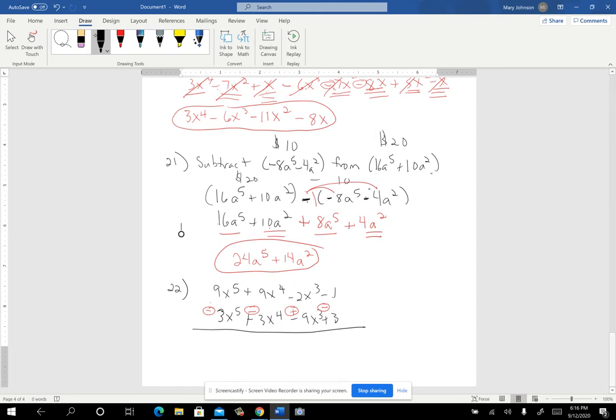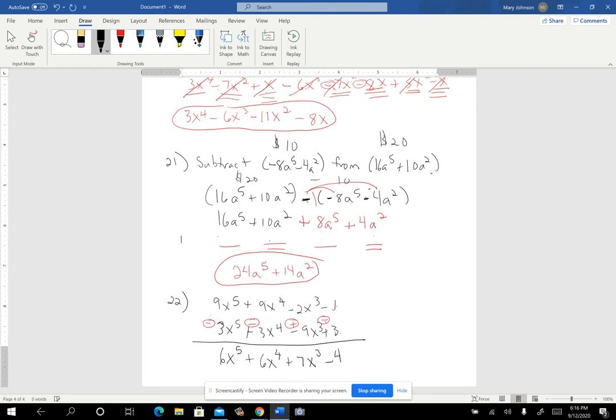Then you think 9 plus negative 3 would be 6x to the 5th. Another 9 plus negative 3 would be 6x to the 4th. A negative 2 and a positive 9 would be 7x to the 3rd. And a negative 1 plus a negative 3 would be minus 4. And you've got to make sure to show me your thinking, show me your work, so I can tell whether it's an arithmetic mistake or whether it's the whole concept that you're lacking, okay? So I can give you as much partial credit as possible.